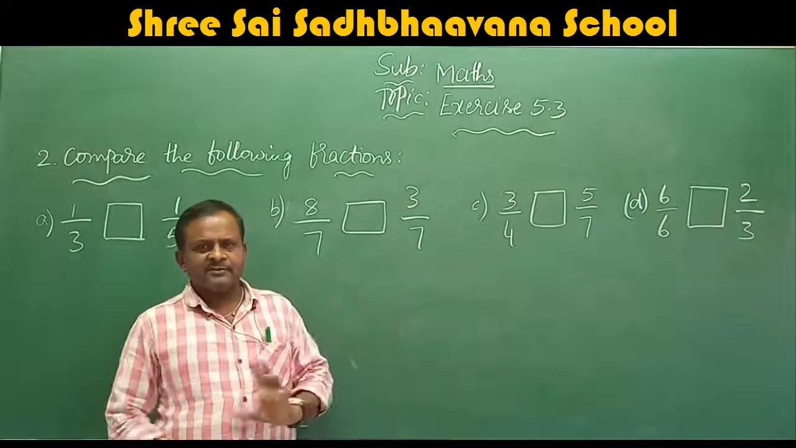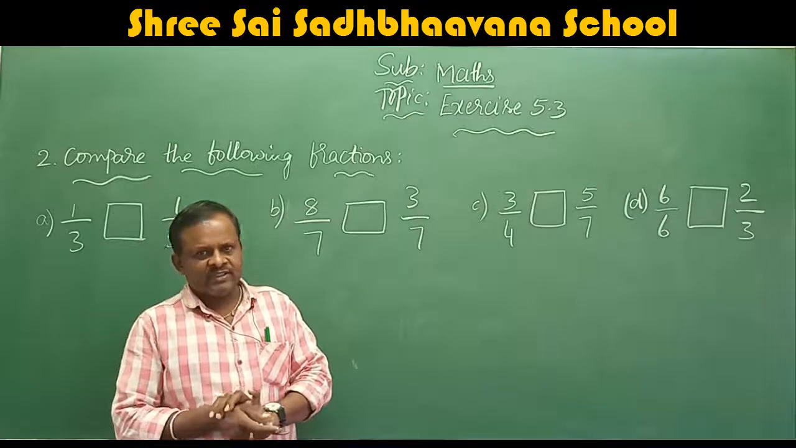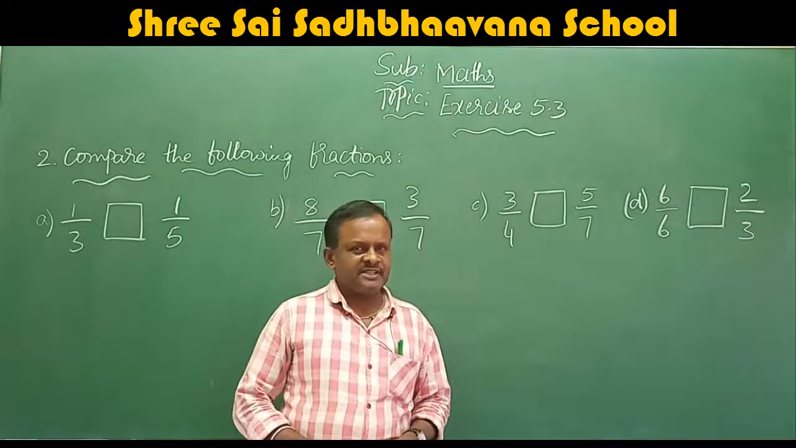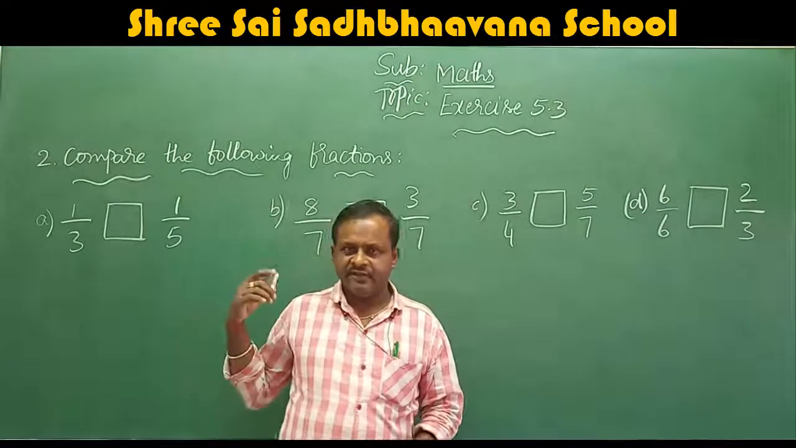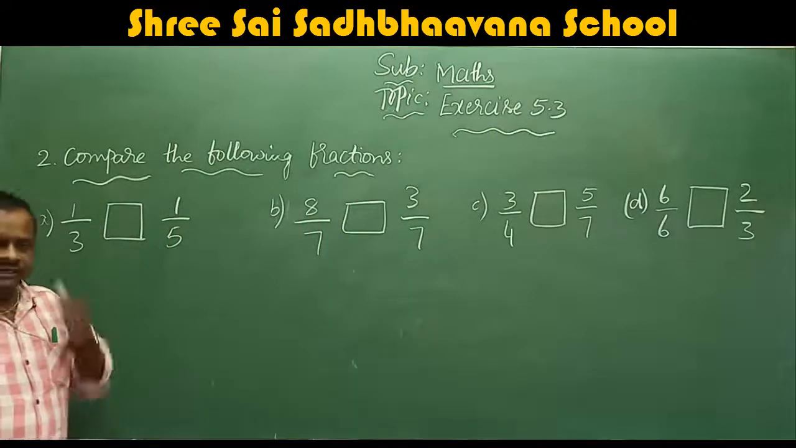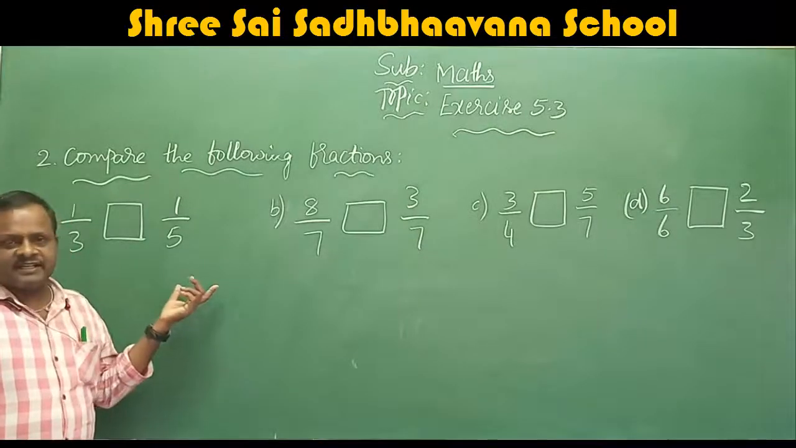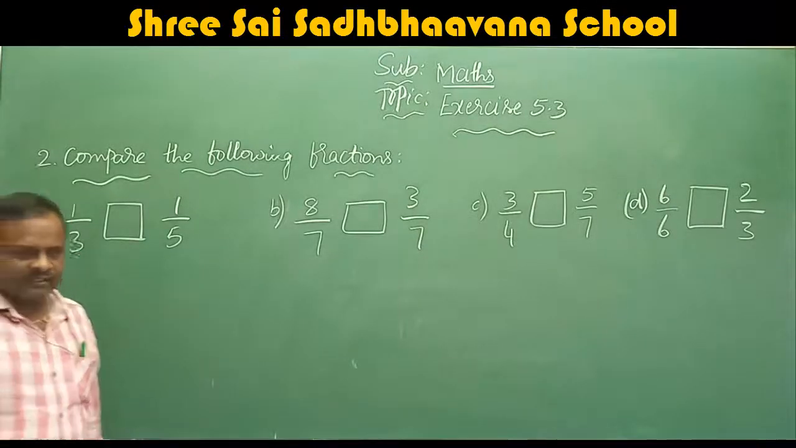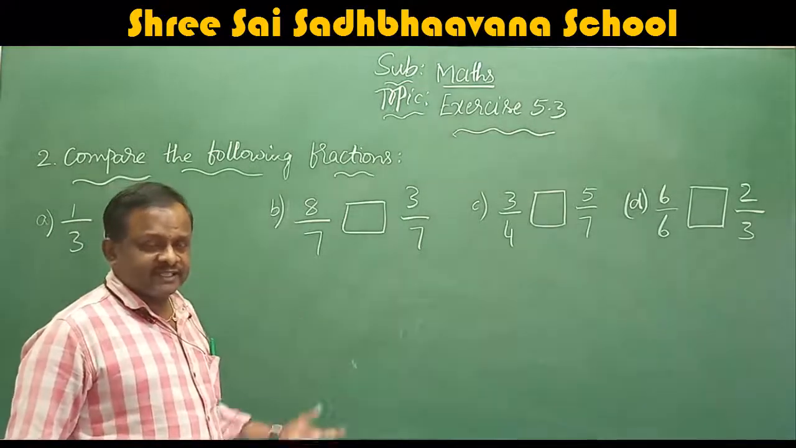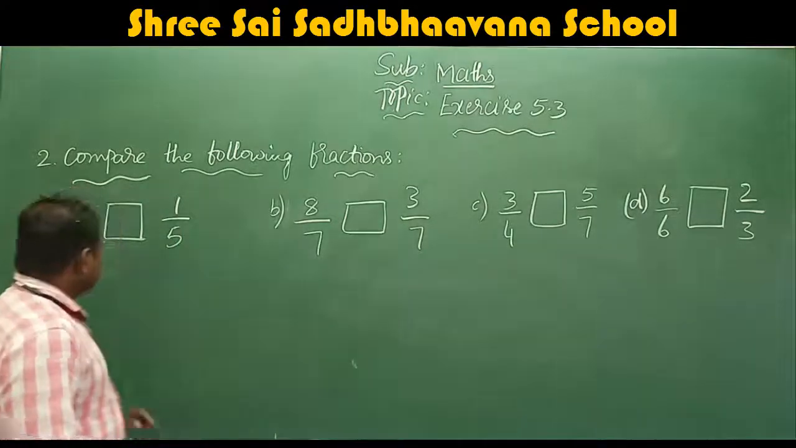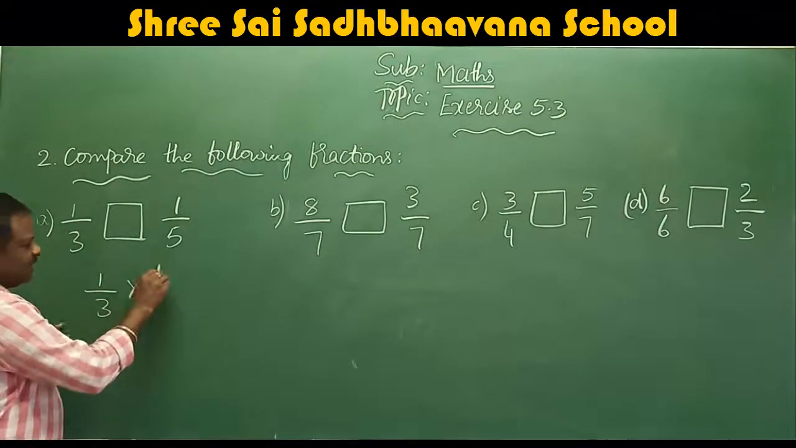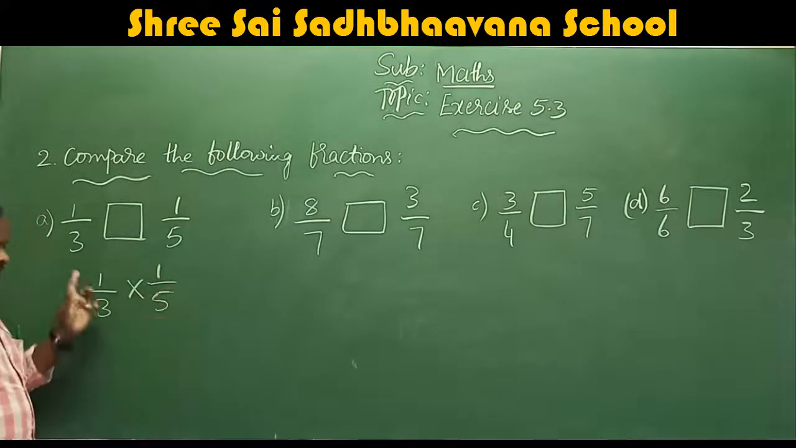We are studying the chapter fractions, exercise 5.3. First one is already over, now the second one. What is the second one? Compare the following fractions. You have tried which is greater and which is smaller. How will we find out whether a given fraction is greater or smaller? I will show. Just take the fractions and cross multiply.